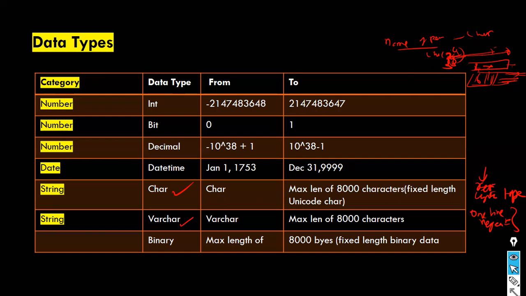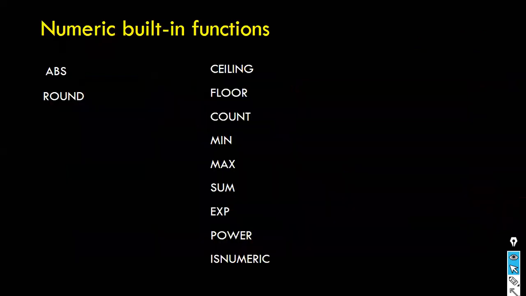And even here itself, we have nvarchar and all. If you know this much, this is more than sufficient. Even in DAX, we have only this much.